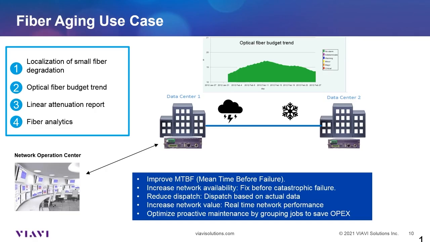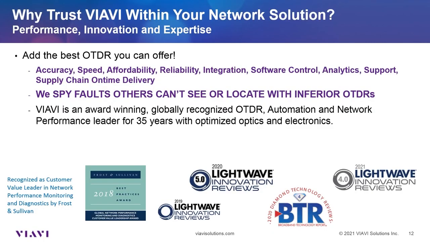So this is to improve mean time before failure and make sure we can avoid catastrophic failures for our customers. Make sure that we reduce dispatch. So we'll actually dispatch based on actual data, and we can prioritize the most problematic lines over the least problematic lines and optimize the use of our resources and save on OpEx.